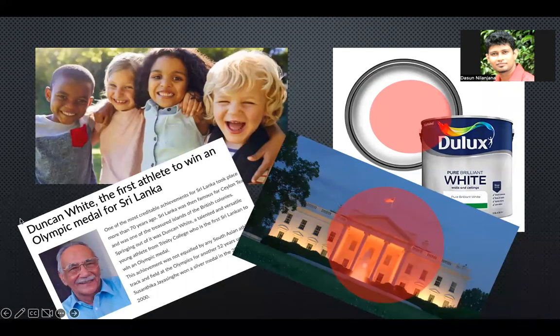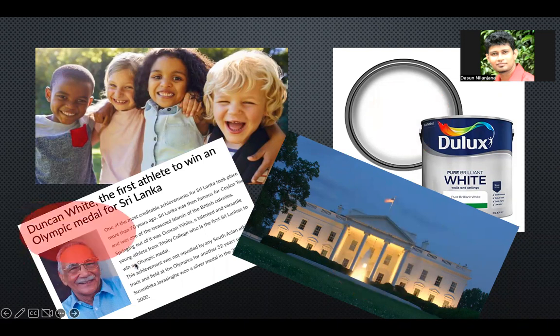And who's this person? I think you can see the details. Who is this person? No, his name is Duncan White. He's the first athlete to win an Olympic medal.